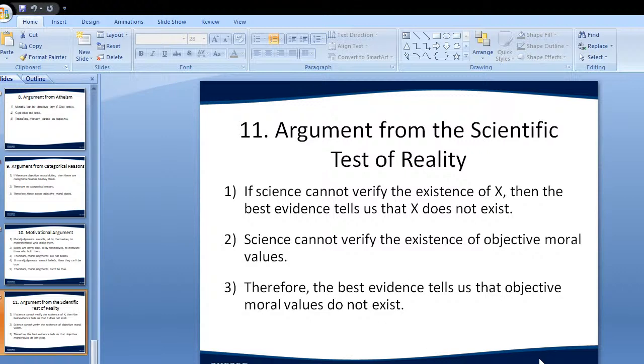If science cannot verify the existence of X, then the best evidence tells us that X doesn't exist. Science cannot verify the existence of objective moral values. 3, therefore the best evidence tells us that objective moral values don't exist. Now, obviously there's 2 ways to reply to this. Both premises seem problematic.